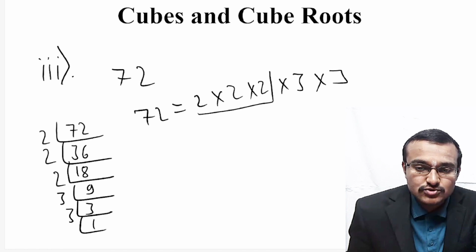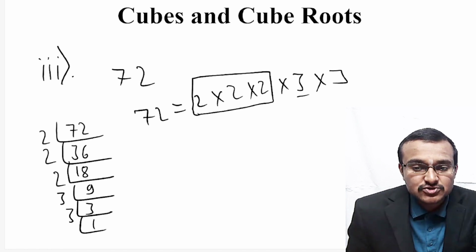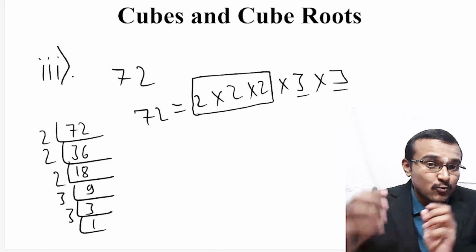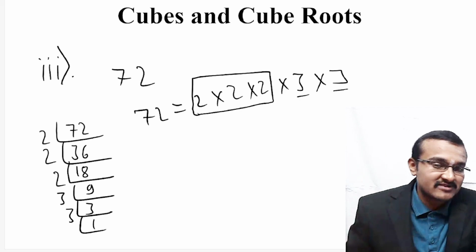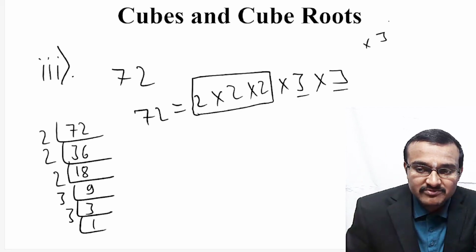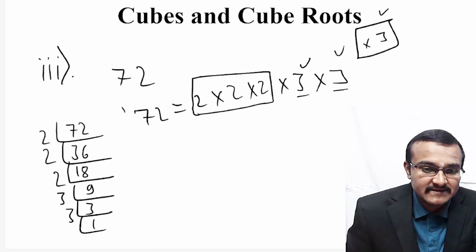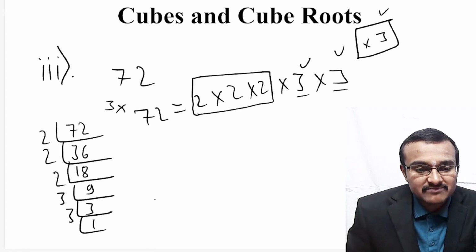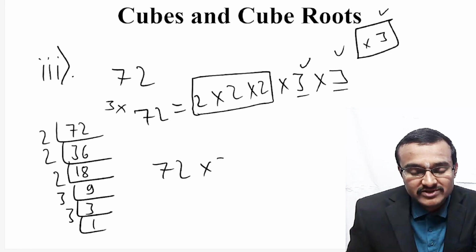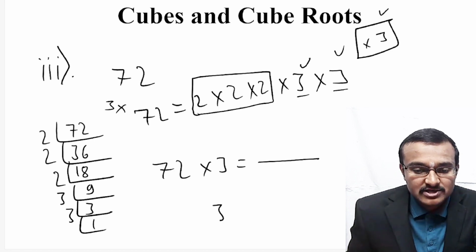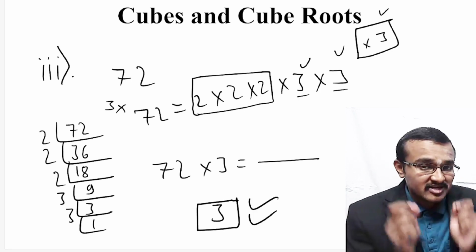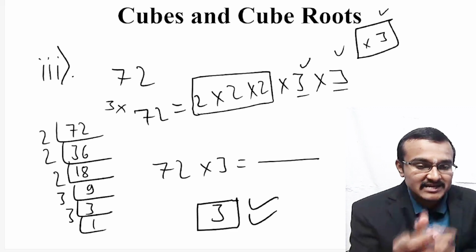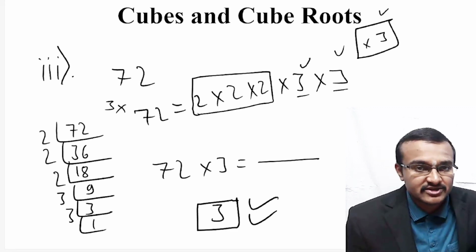That means here 2, 2, 2 can group with each other. So for these two 3s to group with each other, one more 3 is short. That means this should be multiplied with 3 so that these two 3s can group with this particular 3. That means this 72 should be multiplied with 3. So when you multiply 72 with 3, you will get a perfect cube number. So here also the answer for the third question is 3. So 3 is the minimum number which you should multiply to 72 to get a perfect cube number.